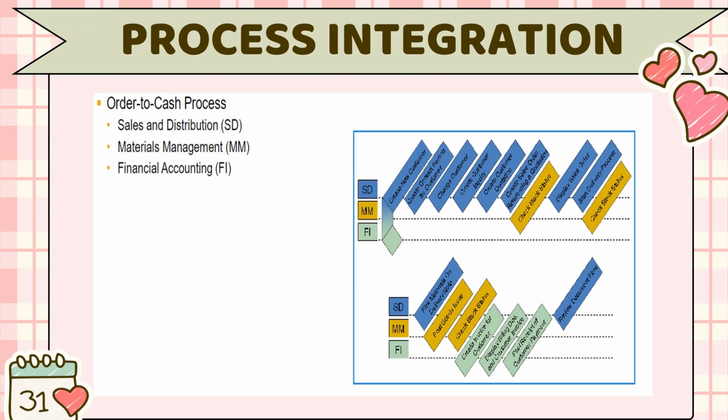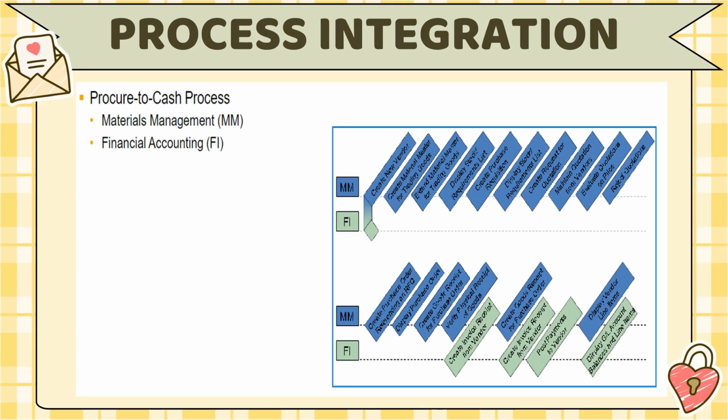The first process integration is the order-to-cash process, which includes sales and distribution, materials management, and financial accounting. The second integration is the procure-to-pay process, which only includes materials management and financial accounting.